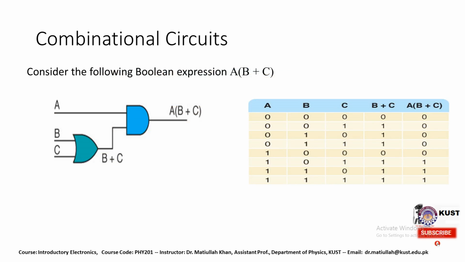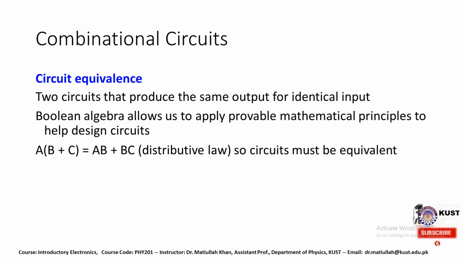truth table. In this combinational circuit we have the expression A into B plus C, and in this case 2 gates are provided. We have the input signals A, B, C, and then B plus C, and finally we have the output in the form of A into B plus C. That is interesting because we can manipulate the output in this way. So this is for that particular combinational circuit.